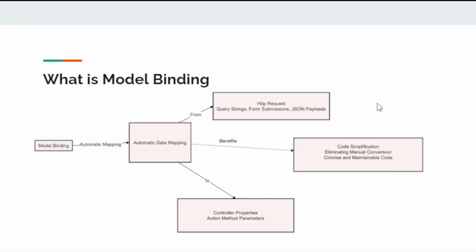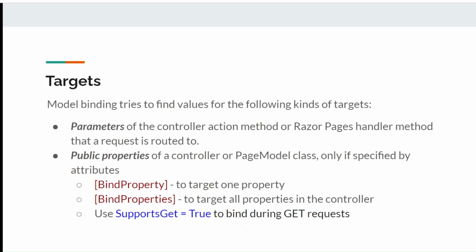The parts of the HTTP request from where we get the data to bind are called sources. The properties or parameters to which these values are bound are called targets. In this video, we will dive into the fascinating world of sources and targets. There are two types of target that model binding tries to bind to.